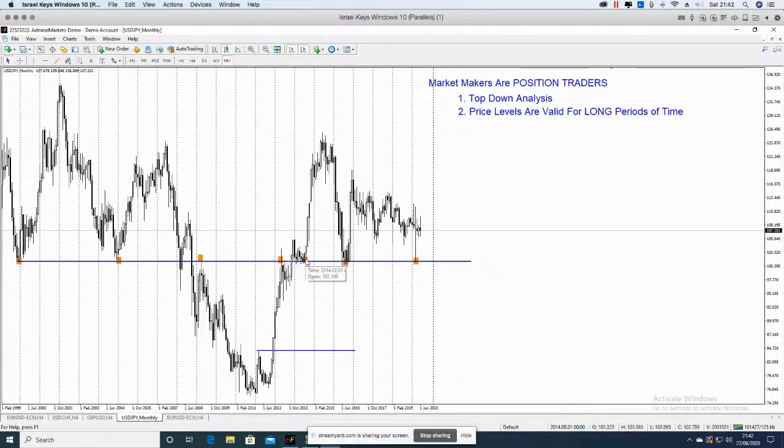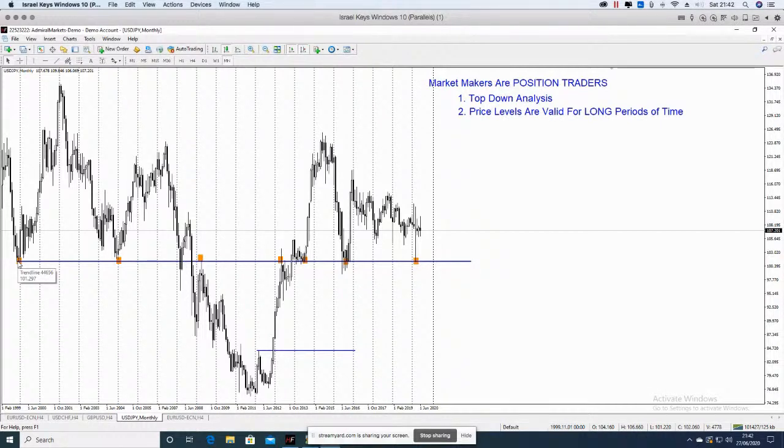1, 2, 18 from the original date. 1, 2, 20 years from the original date. 1, 2, 3, 4. So 24 years later, this price level is still significant.